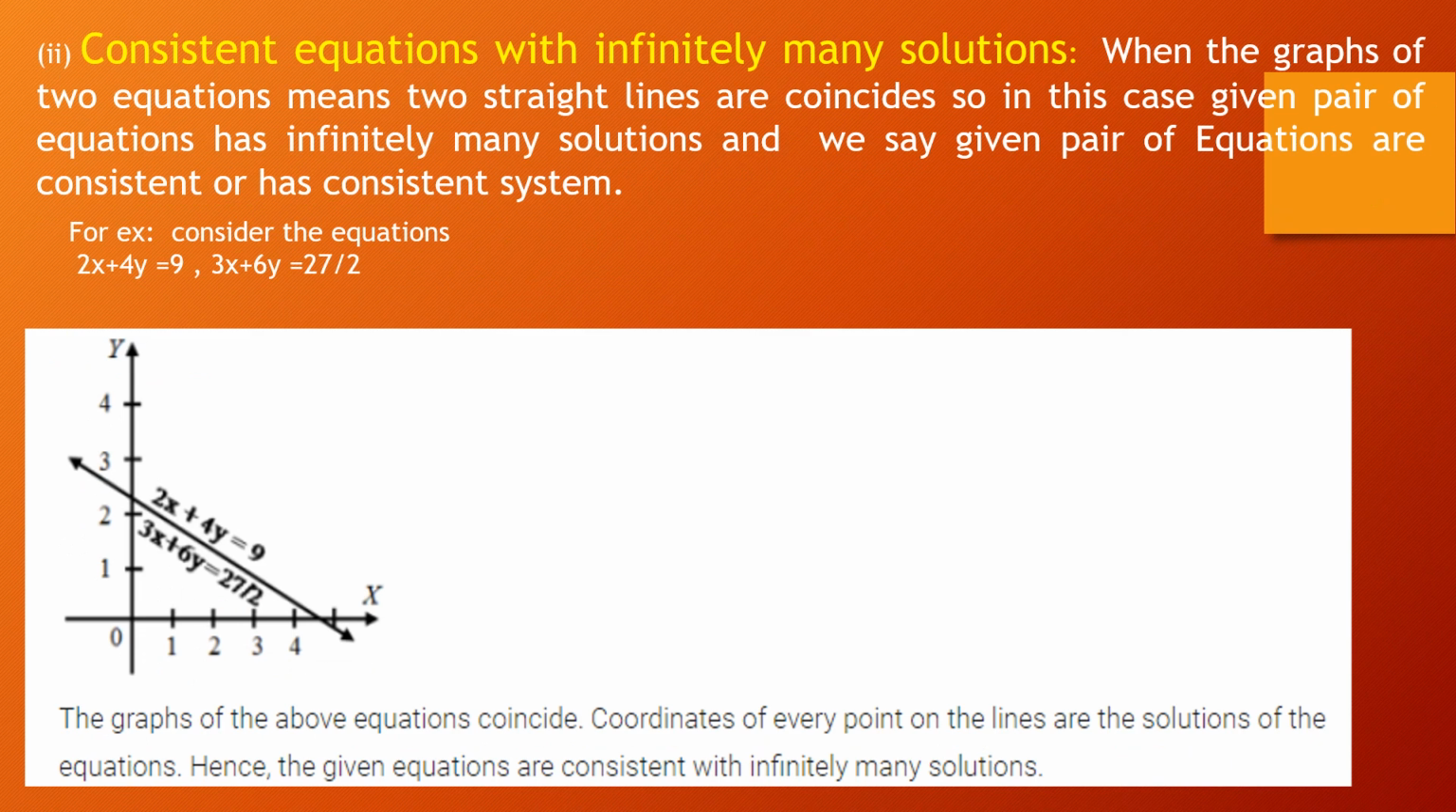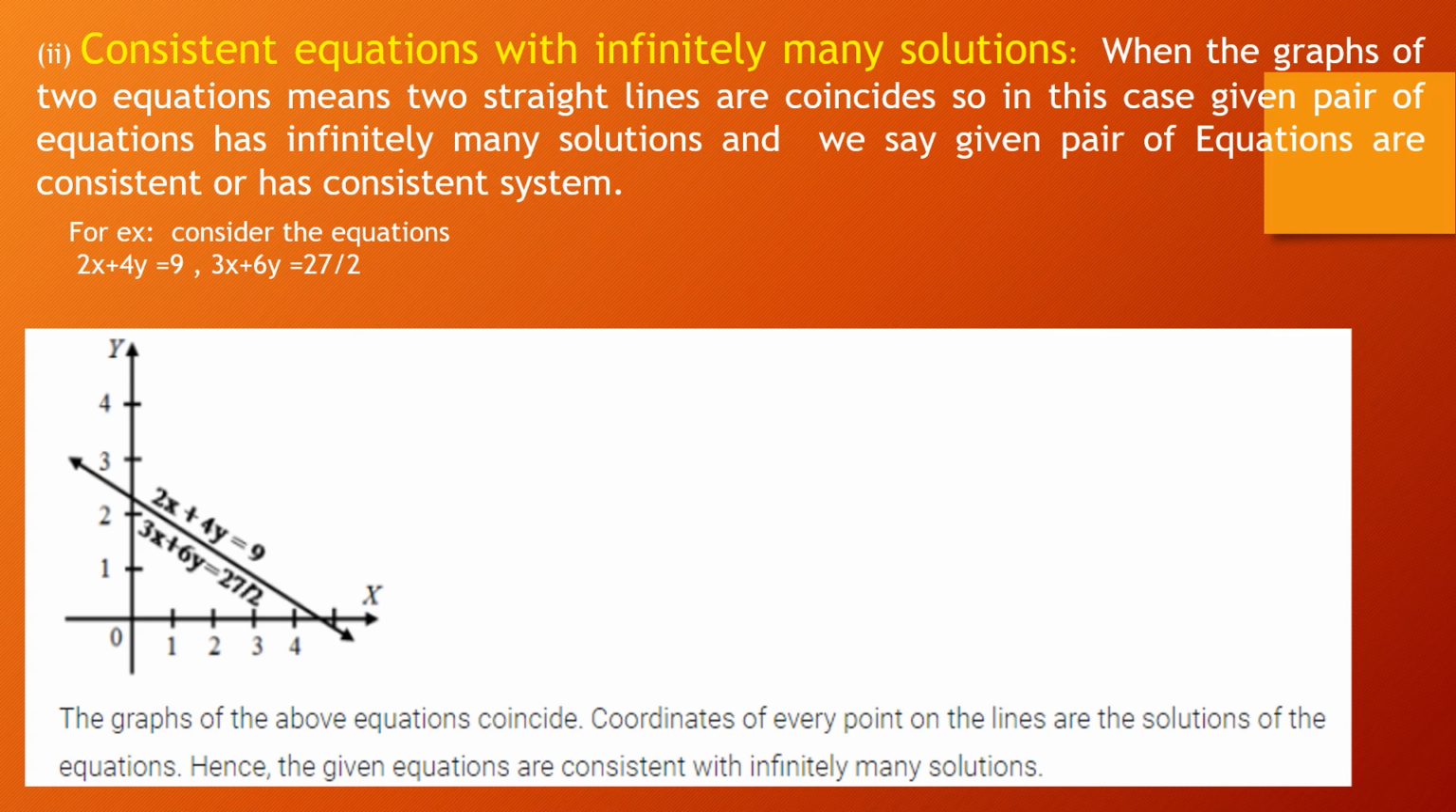Now here we discuss consistent equations with infinitely many solutions. As we know, the given pair of linear equations represents two straight lines, and when the two straight lines coincide, the given pair of equations has infinitely many solutions. So when the graphs of two equations, meaning two straight lines, coincide, the given pair of equations has infinitely many solutions, and we say the given pair of equations is consistent, or has a consistent system.